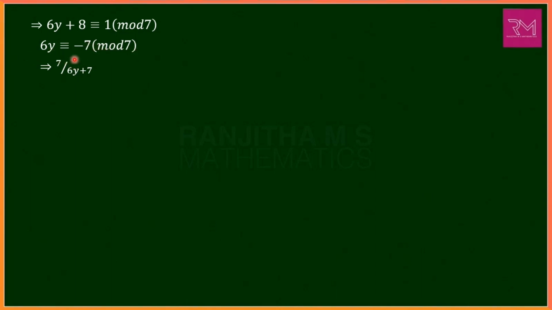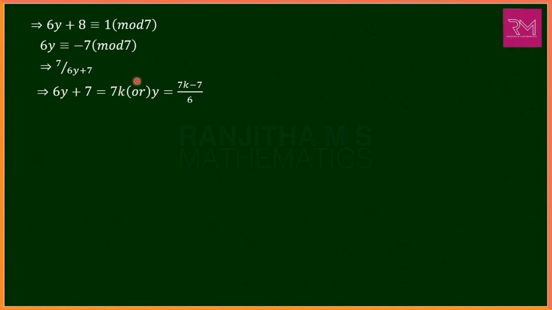We can write this as 7 divides 6y minus of minus 7. Here minus to minus plus 7. Or we can take this as 6y plus 7, which is equal to 7 into some integer k. Or if we take 7 to the right hand side and 6 goes to the denominator, we get a value of y as 7k minus 7 divided by 6.